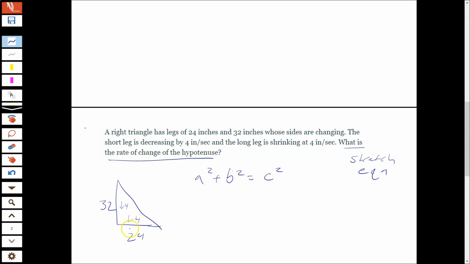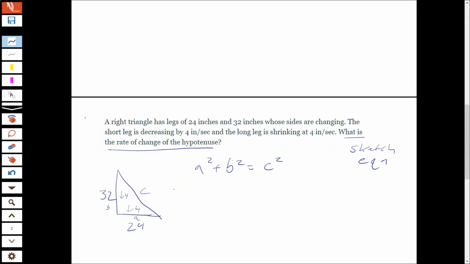To start, so I don't get confused, just label my sides. So let's make A my short side and B my long side. It does not matter, but let's label them so we know. And then C is obviously the hypotenuse. We're going to take the derivative. And remember, A is a function of time, B is a function of time, C is a function of time. So as I take my derivative, I go straight across.